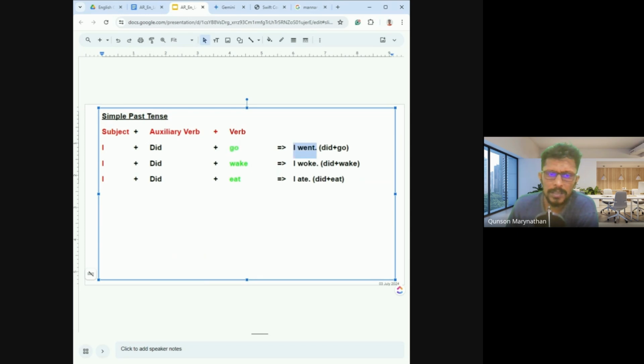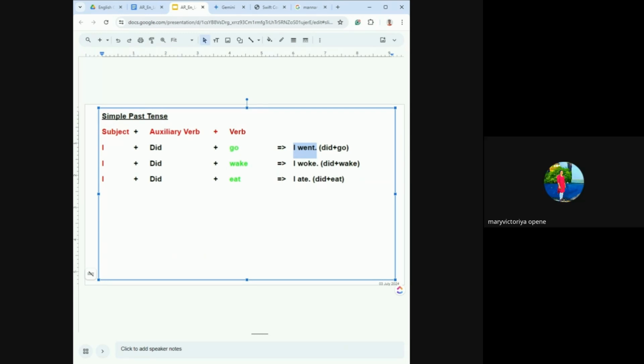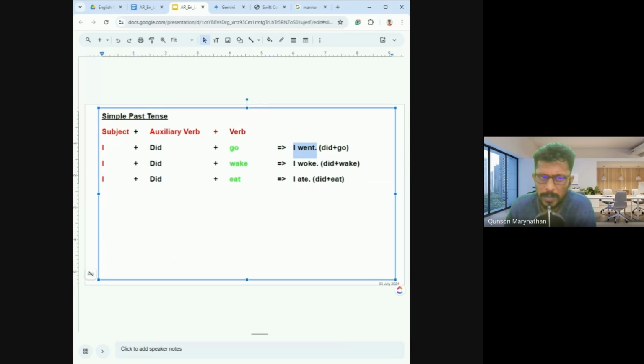But when you look at this, it becomes I went. So where's the auxiliary verb? Went. Yeah, that is went, but where's the auxiliary verb? Did. Where is it? Right. So if you look at the auxiliary verb, did, it has joined with the verb go, and it became went. Right? So inside this went, there are two words.